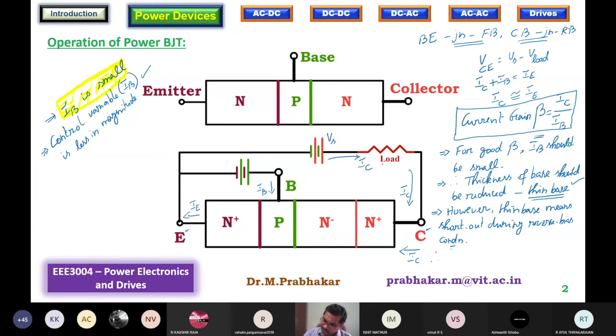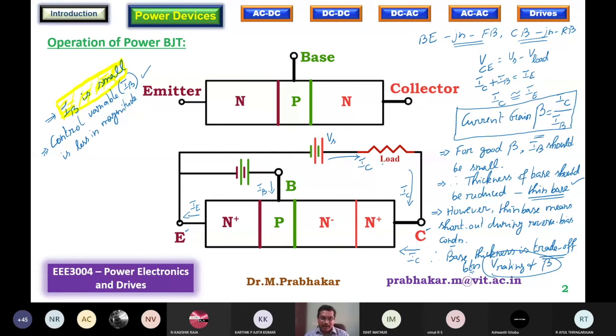Therefore, the base thickness is a compromise. I'll put trade-off between the voltage rating, voltage blocking capability, and current gain. Okay, so trade-off between, I will write V rating and beta. I hope this is understandable.